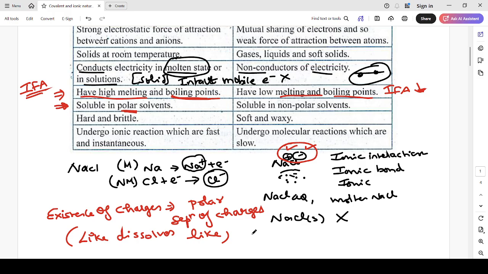The best example for the polar solvent is water. So now when I'm going to dissolve an ionic substance in water, it is very easy and comfortable for it to dissolve.